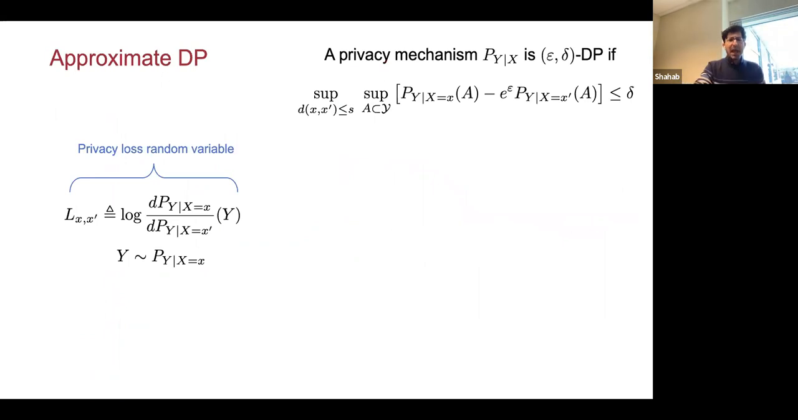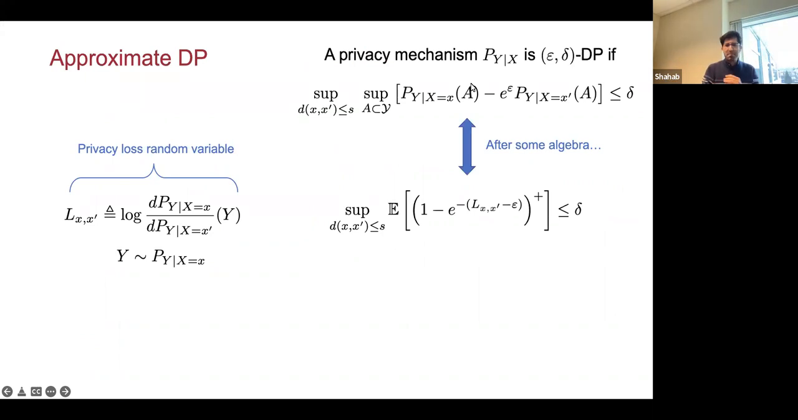Okay, so we had this definition. And using very basic algebra, we can show that this double supremum definition for epsilon-delta DP can be written in terms of this expectation. The expectation involves the privacy loss random variable, and this plus here is the positive part of this term. So if this term happens to be negative, you just replace it with 0. So now instead of dealing with this double supremum definition, we have this formula, which is a little bit easier to deal with.